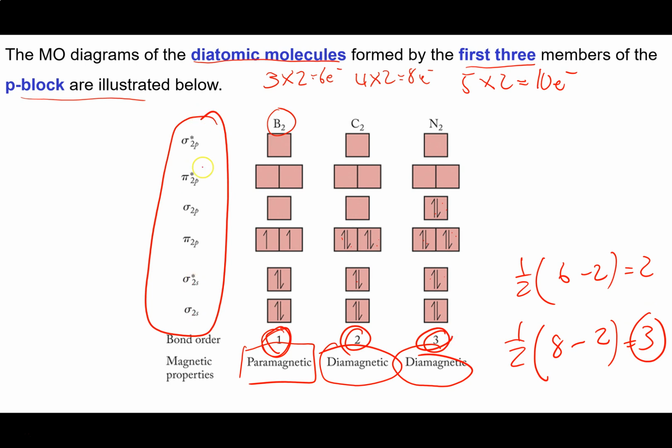So if we know the order of the molecular orbitals, we can draw an MO diagram for the molecule, or alternatively we could draw an electron configuration for the molecule if we wanted to, just like we can for an atom.